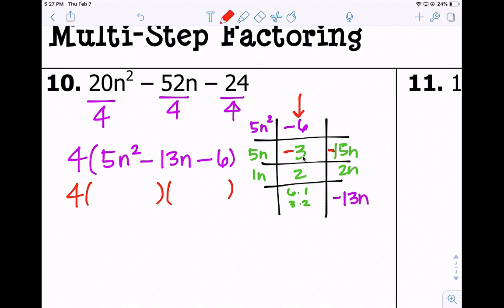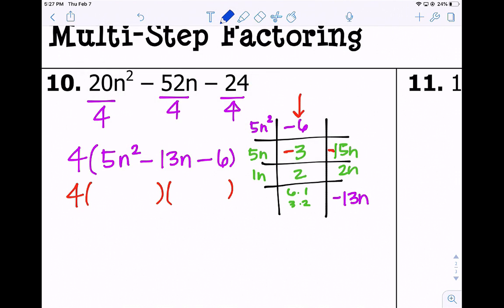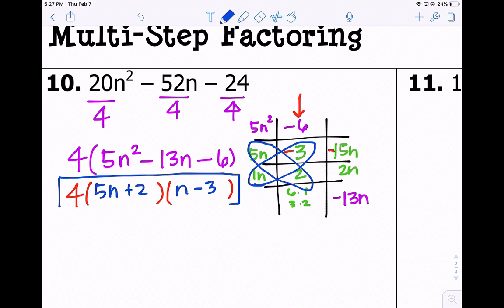Is now 2 times -3, -6, and it is. So there are our factors, or our two binomials. So we're going to use 5n plus 2, and then 1n minus 3, or just n minus 3. So this would be our completely factored answer.